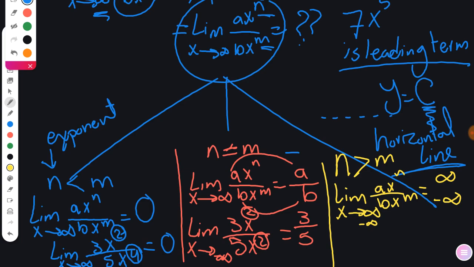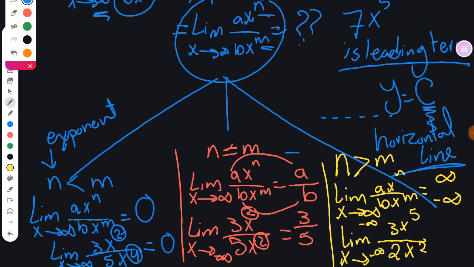Here, for example, the limit of 3x to the power 5 over 2x to the power 2, where x approaches negative infinity. I have to simplify this one. The number 3 over 2 is already in the simplest form, multiplied by x to the power 3. Someone asked me before, Miss, from where do we get 3? When we divide exponential by exponential, we keep the base as it is and subtract the exponents. Then replace by this one.